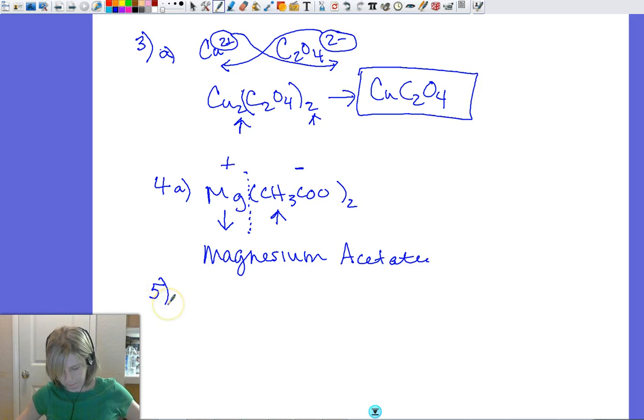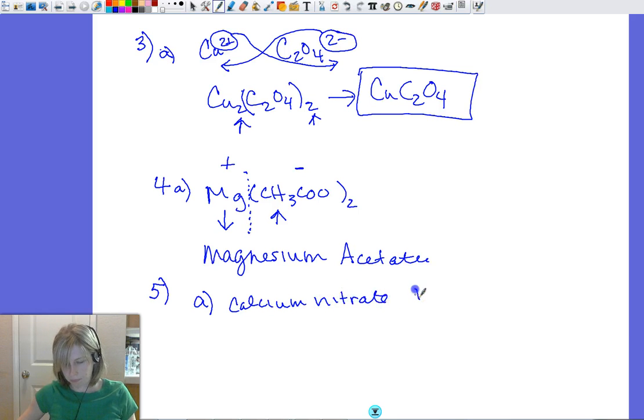5. For problem 5, we'll do A, and it gives us calcium nitrate and ammonium hydroxide. It says write the formula for any precipitate which forms when the following solutions are mixed. So we have calcium nitrate and ammonium hydroxide.